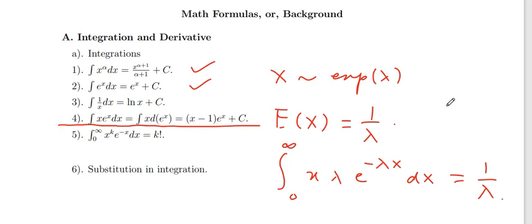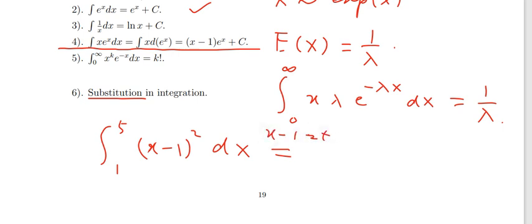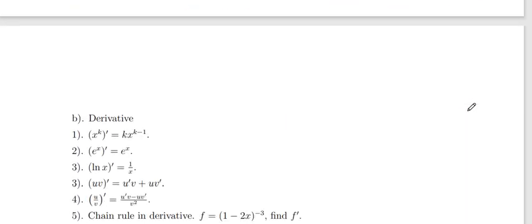Okay. So for integration, the most important thing is substitution. Make things simple. Right? So for example, if we have this integration from 1 to 5 of (x minus 1) squared dx, we do not expand this. We just let x minus 1 equal t, right? So this becomes t squared dt, and t from 0 to 4, right? So use this to make things simple. Okay.